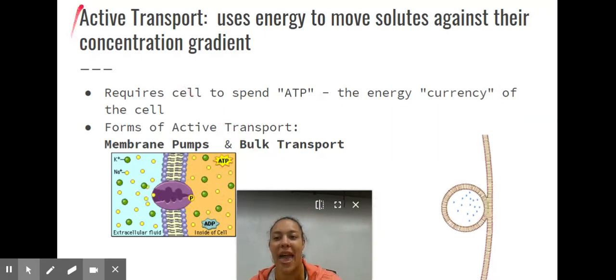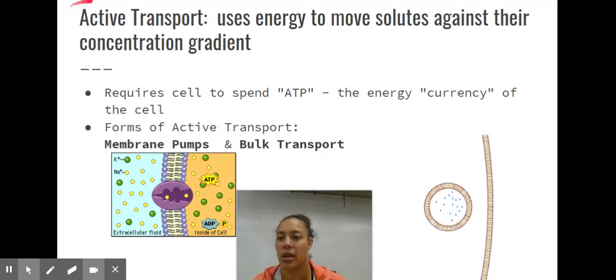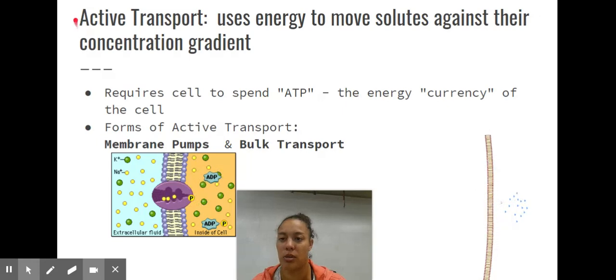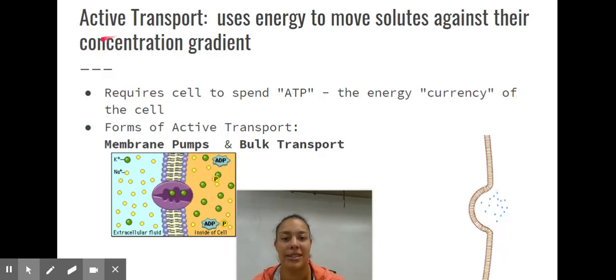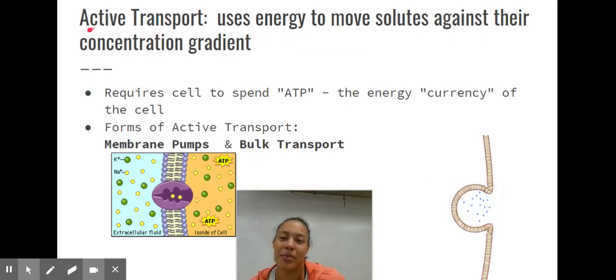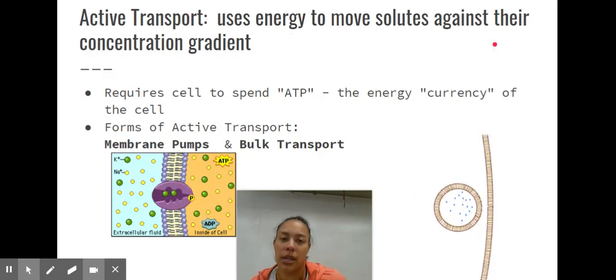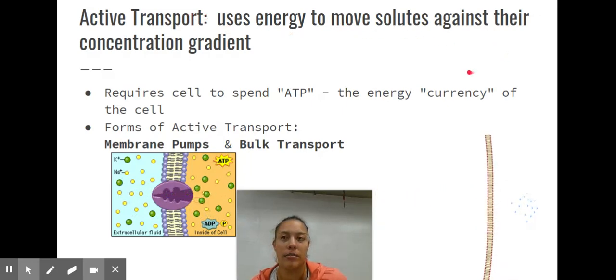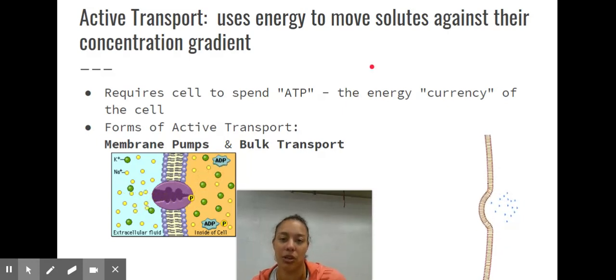So active, when you are active, you are using energy, right? When you're outside running around, you're playing whatever sports, you are, I don't know, actively learning, you're using energy to perform whatever it is. So active transport for our cell membranes is going to use energy to move specific molecules against their concentration gradient.